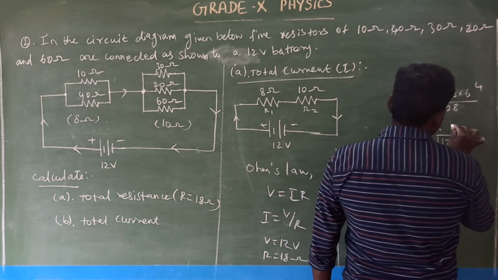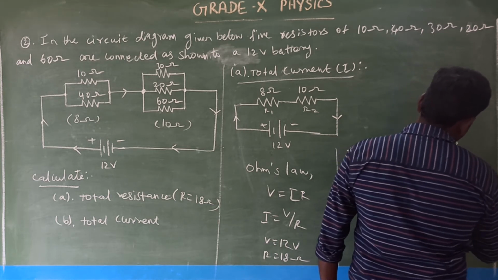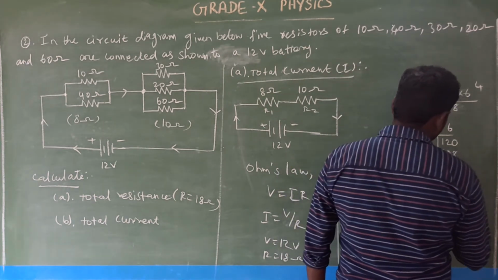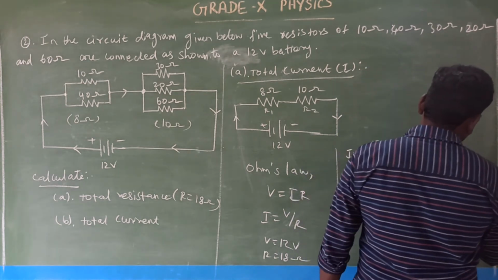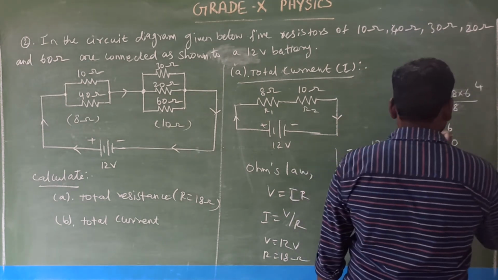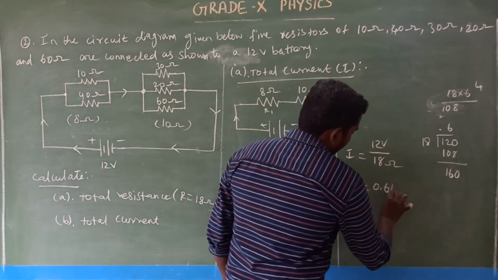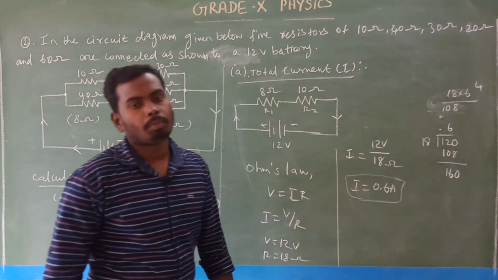Look here. 6 into 18, 108. How much? 108. And how many values will remain? 16, sir. How much? 16. Again add 1 0. Okay, that's enough. So the I value will be 0.6 ampere. That's enough. The I value will be 0.6 ampere.